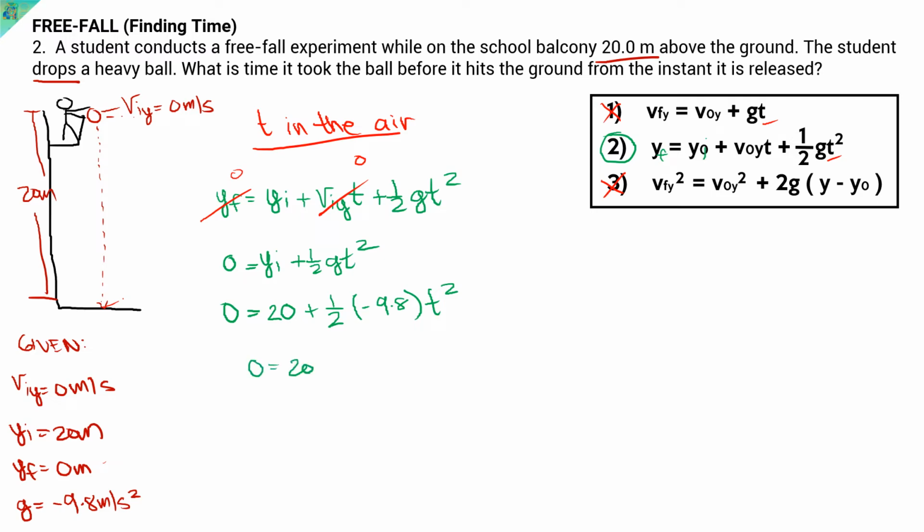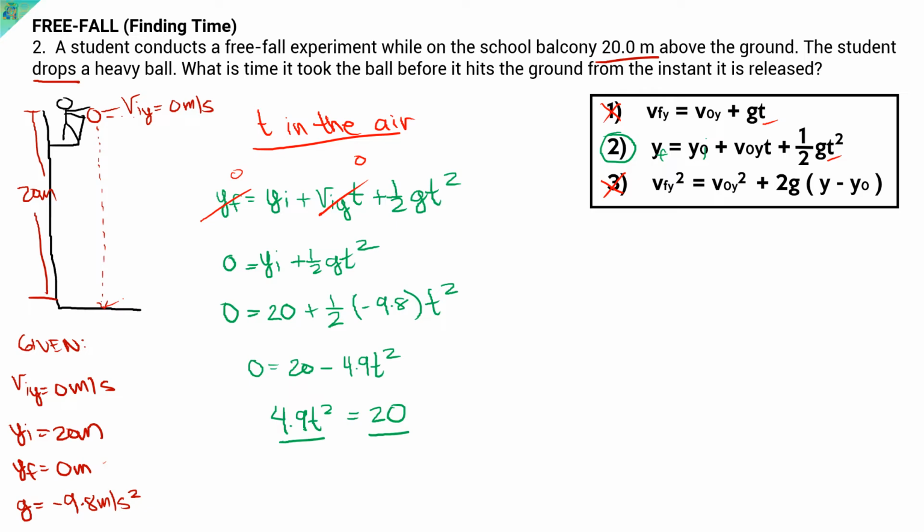So that will be 0, 20, multiply 1/2 multiplied by negative 9.8. We're going to have negative 4.9 t squared. Okay, so again, we want to isolate t. What I want to do now is to move this part here into the other side of the equation, giving me positive 4.9 t squared is equal to positive 20.